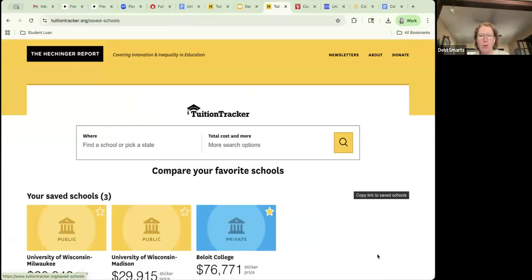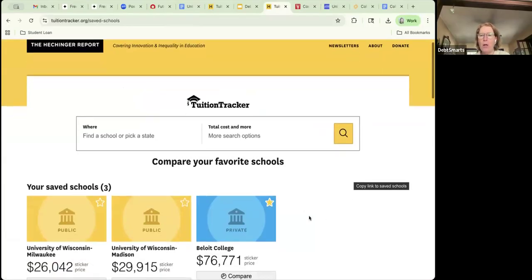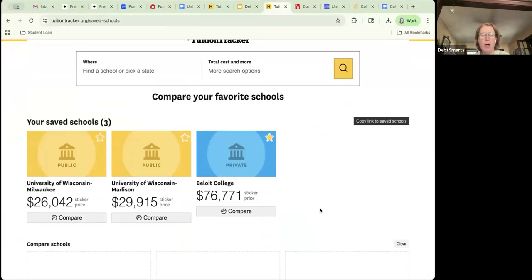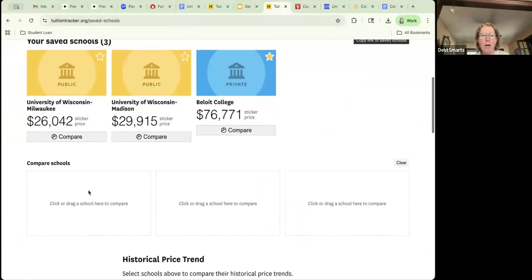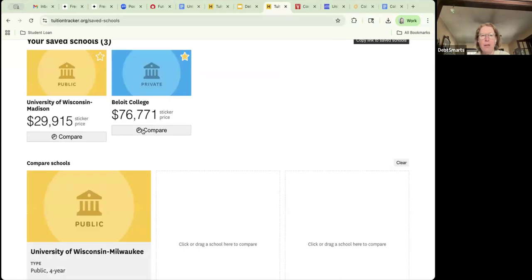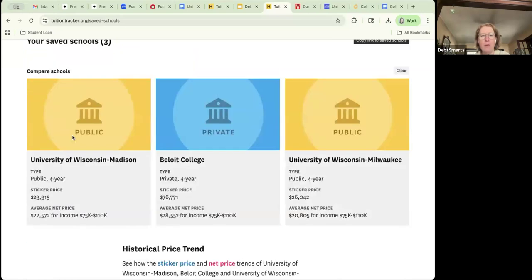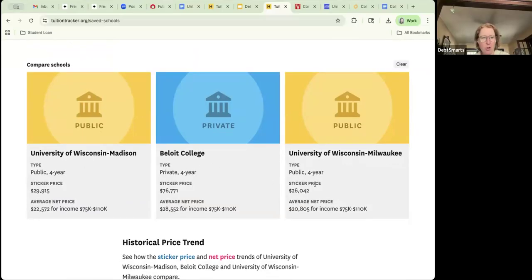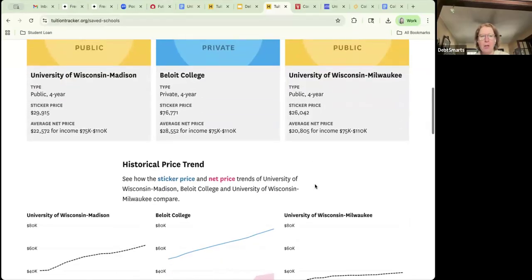And now I'm going to click on compare your schools. This is where I think this tool does a really nice job: I just put in three, I saved those, and now I can put those in my comparison. So we've got those three. Back to my tip that I gave for students, I have a private here and I have publics. And these tend to be larger publics, but in different locations and with different sticker prices.